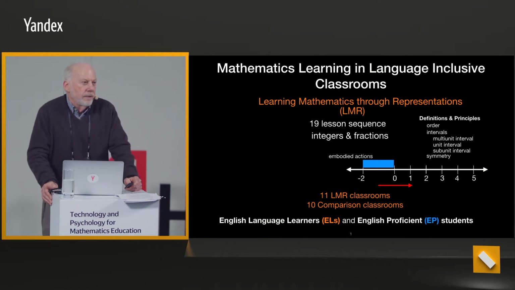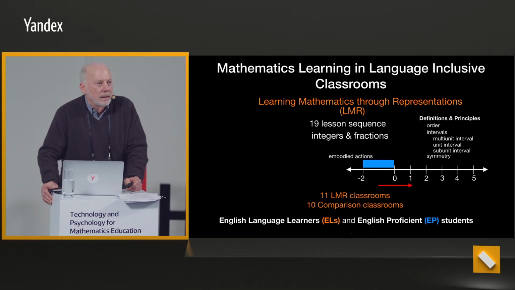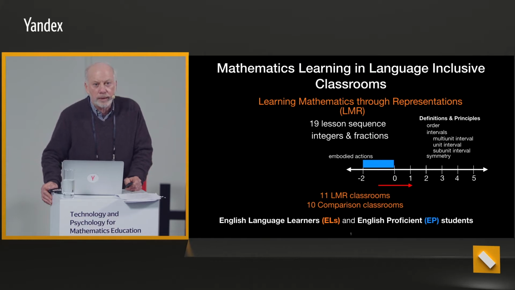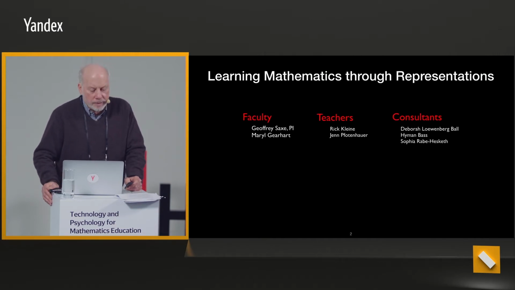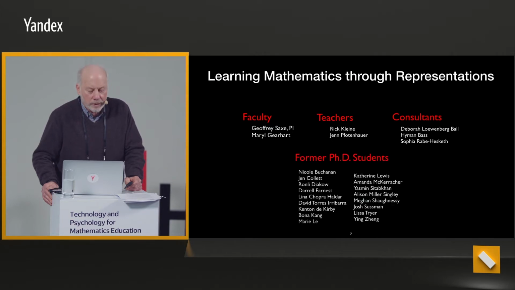From our perspective, the focus on English learners versus English proficient students is important, at least in the context of the United States. There's a well-known achievement gap between kids who are learning English and kids who are proficient in English, and our concern was to develop curricula that would support learning in both kinds of populations who lived in the same classrooms. There were many contributors to the project. They included faculty, collaborating teachers, consultants, and importantly, a team of what are now former graduate students.